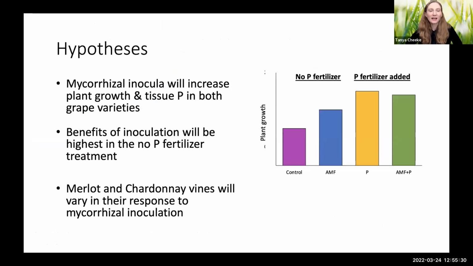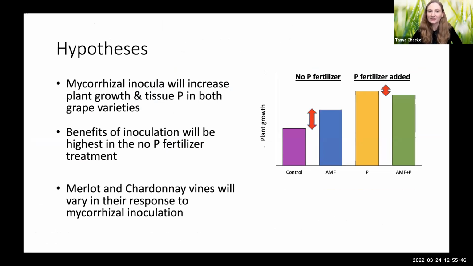And we hypothesized that the mycorrhizal inoculant would increase plant growth and tissue phosphorus in both grape varieties. And that we thought that the benefits of inoculation would be highest in the no phosphorus fertilizer treatment.